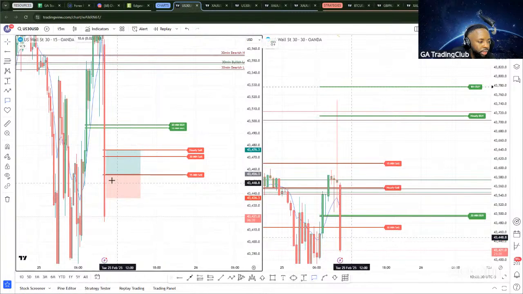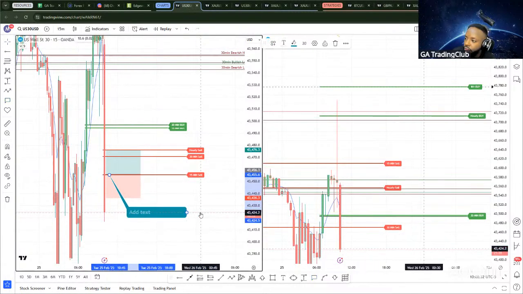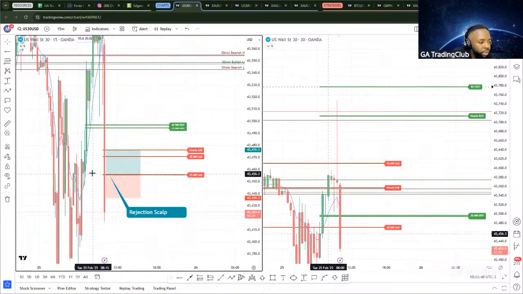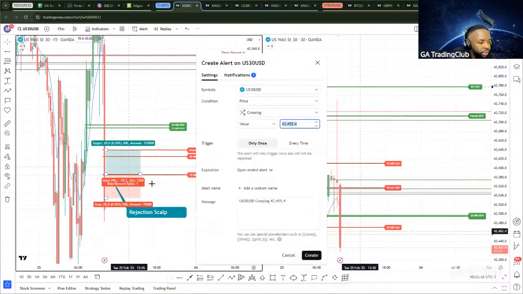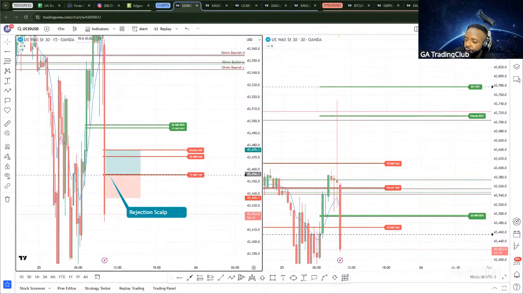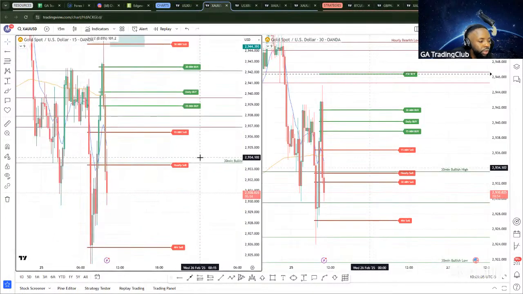This one would be a rejection scalp. I'll just put an alert here so that we get an alert if price gets there. Okay, let's see if there's one for gold.